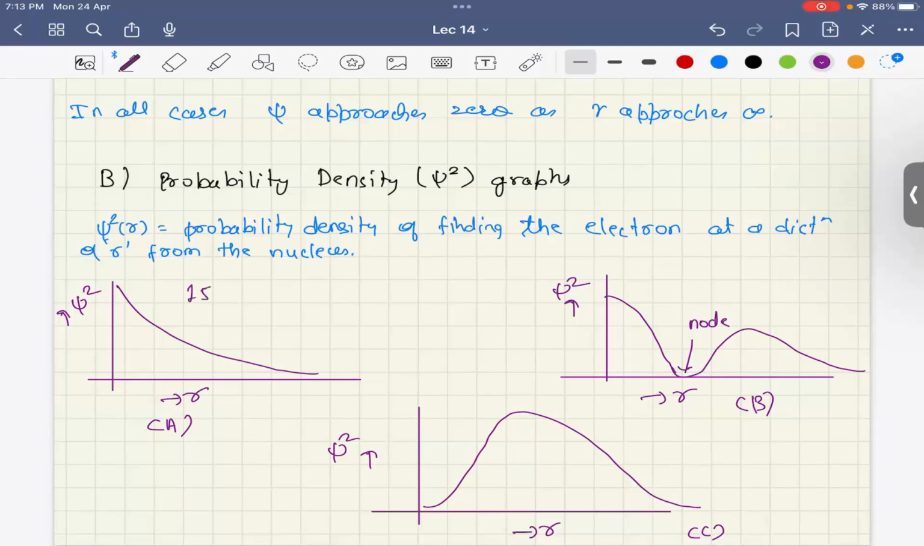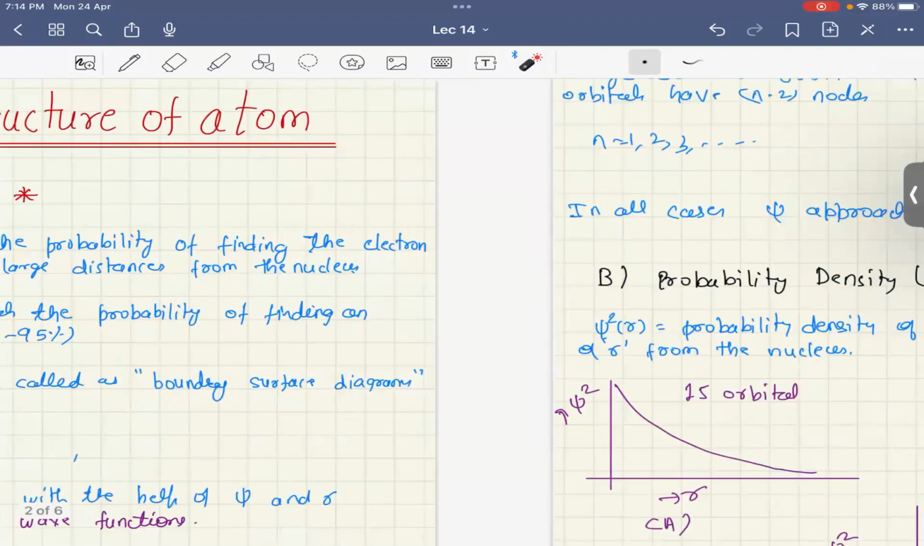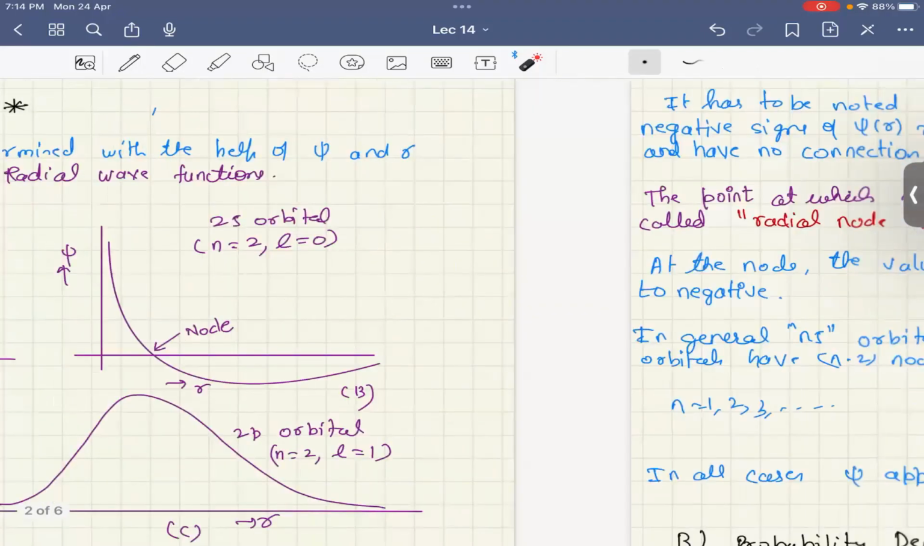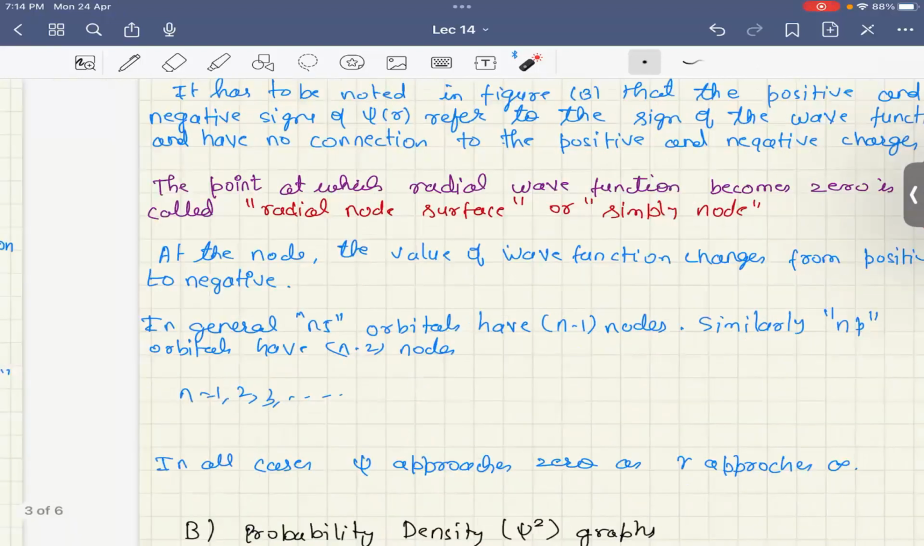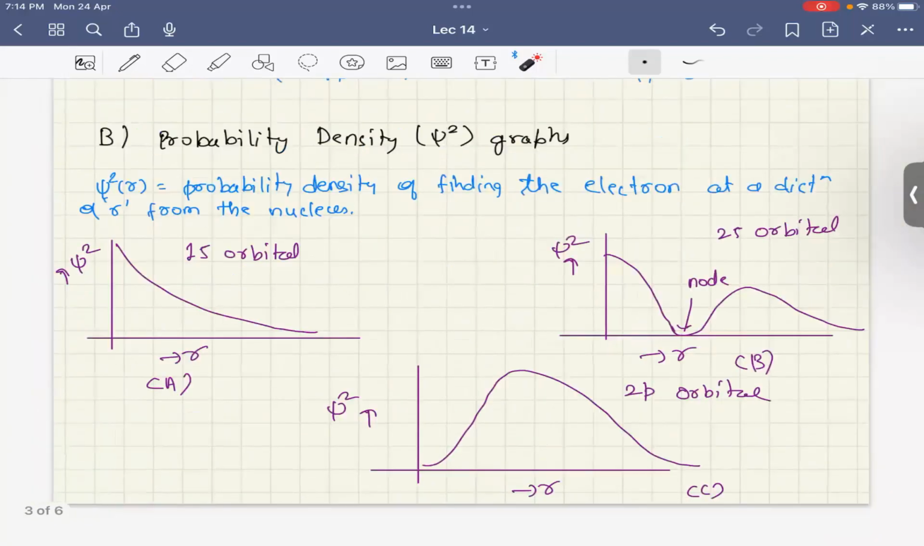This is the plot of 1s orbital, 2s orbital, and this is 2p orbital, right? So these are the variations of psi square as a function of r, obtained by plotting psi square versus r. These diagrams look similar to this diagram, except that because the square has been taken, the negative side of these plots has gone to the upper side, right? These graphs are called probability density graphs.